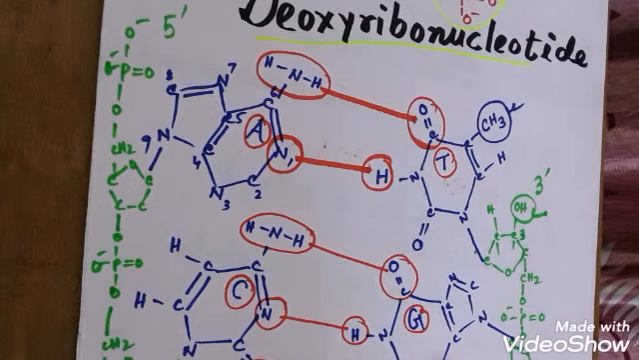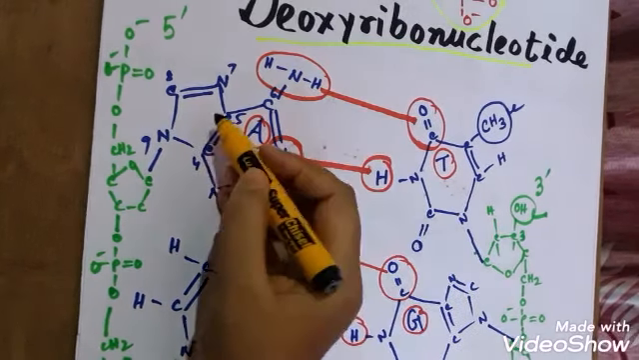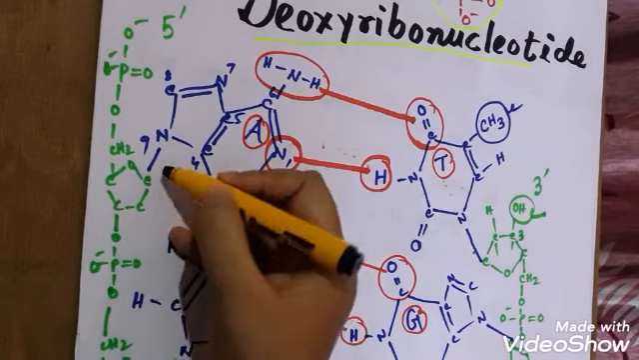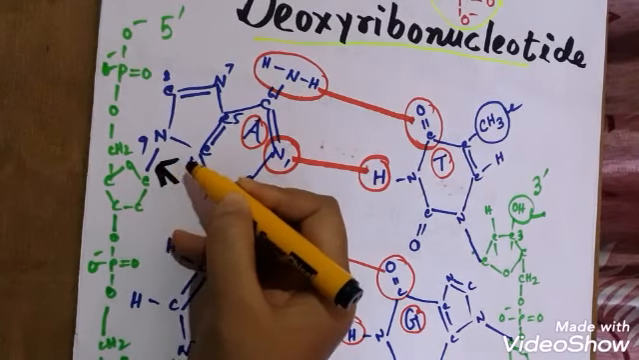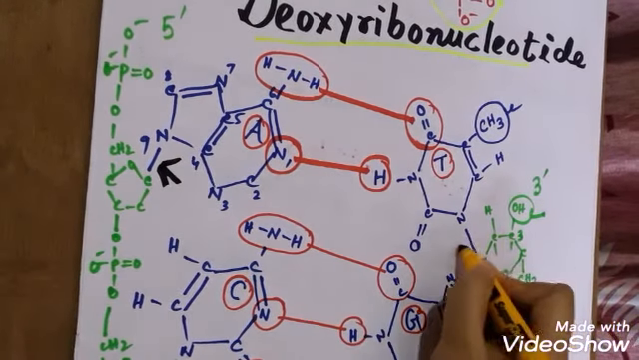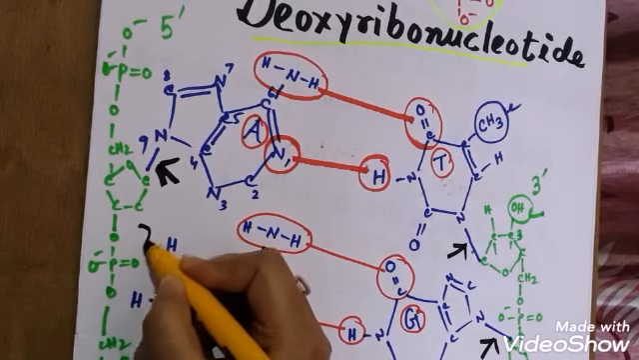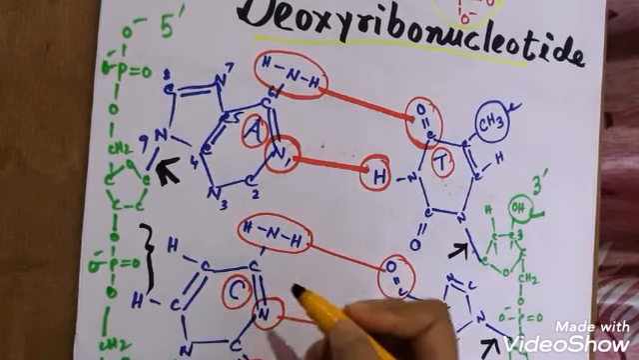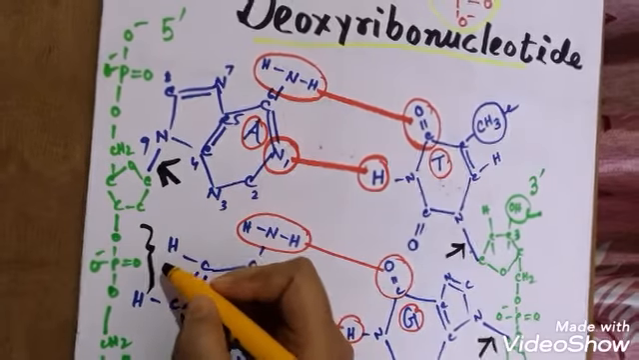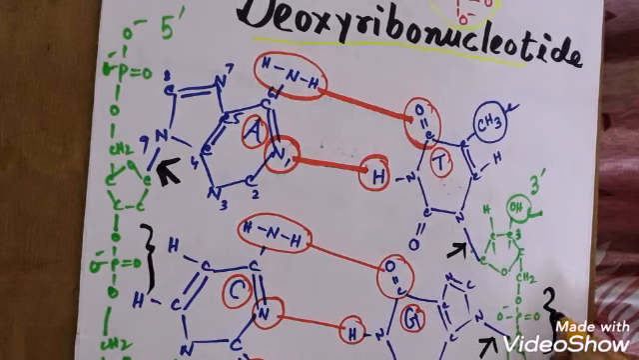Now the bonds between them. The bond between the base and the sugar is called a glycosidic bond. This bond is also called a glycosidic bond, this bond a glycosidic bond, and this bond a glycosidic bond. And this structure made by phosphoric acid, the bond is a phosphodiester bond. There is also a phosphodiester bond.